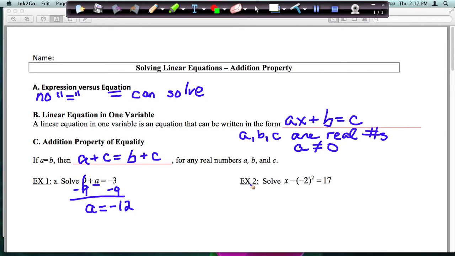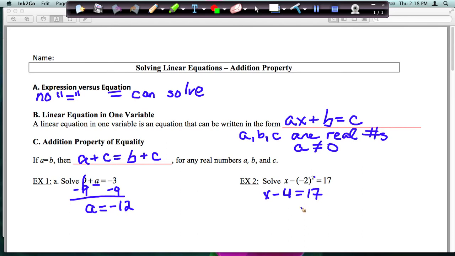Okay, so let's do the same thing with example 2 here. Now the only thing is, before we do this example, we need to simplify. This is way too complicated to start trying to add or subtract a number from one side, and a mistake could easily happen. So PEMDAS, the order of operations, says let's look at this parentheses first, and we have an exponent. So this is saying -2 squared. So I'm going to take -2 and square it. -2 times -2 is a +4. So I'm going to bring down the x, the minus sign, and then -2 squared, I'll just write 4 equals 17.